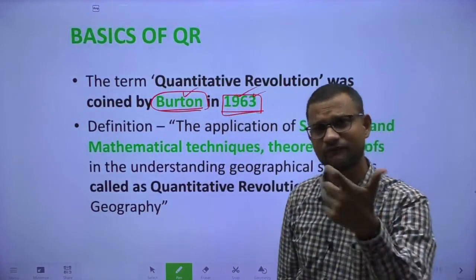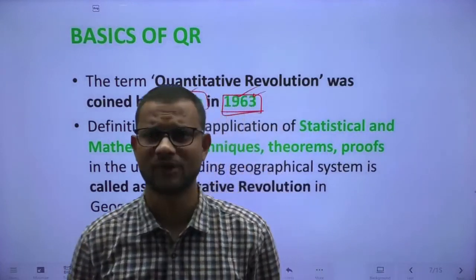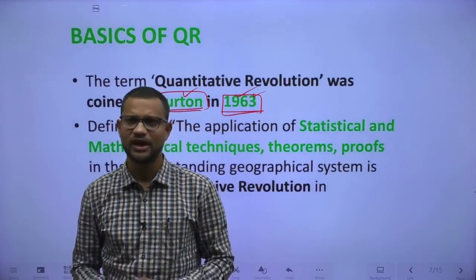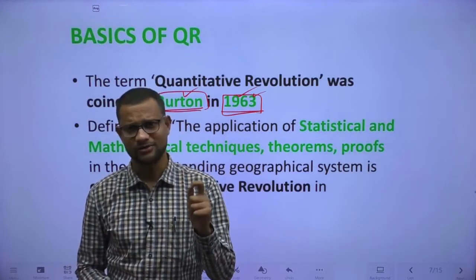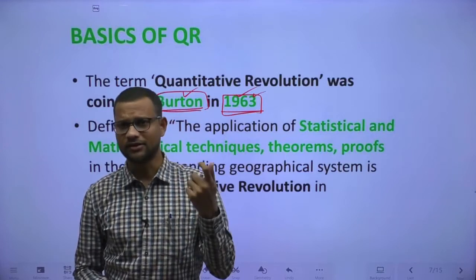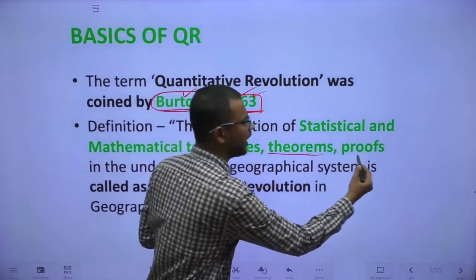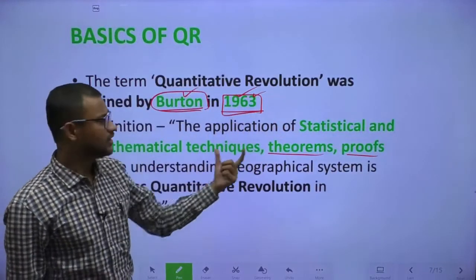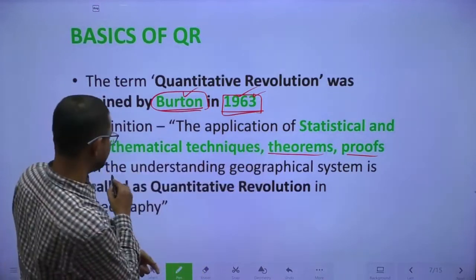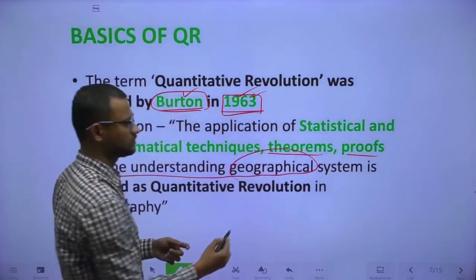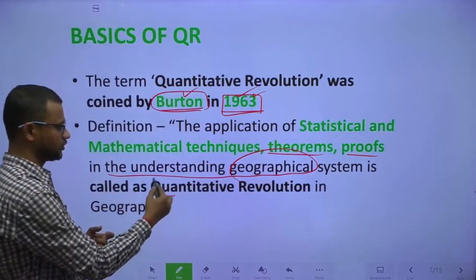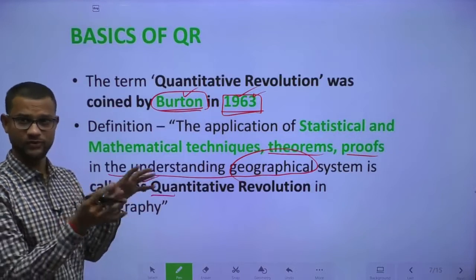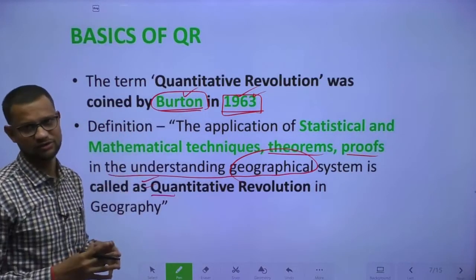Now, how are you going to define it in the simplest way possible? Quantitative revolution is the application of arithmetic, statistical and physical laws, theorems and proofs. The application of statistical and mathematical techniques, theorems and proofs in the understanding of geographical systems is called the quantitative revolution. What we discussed is absolutely the definition as well.